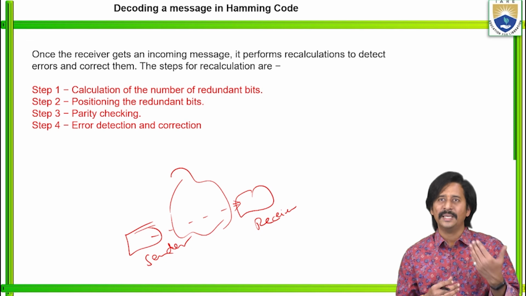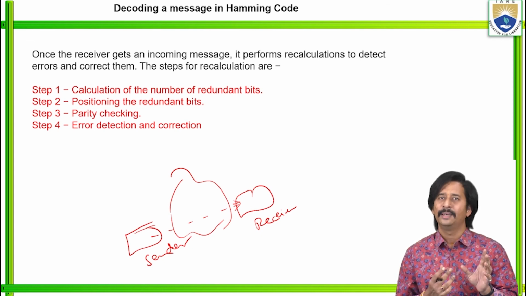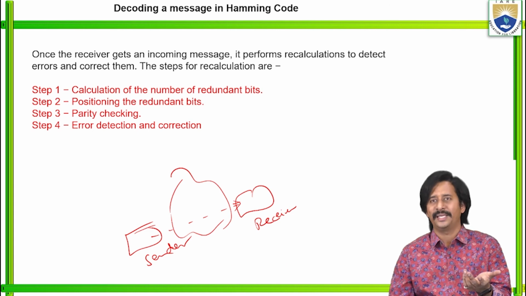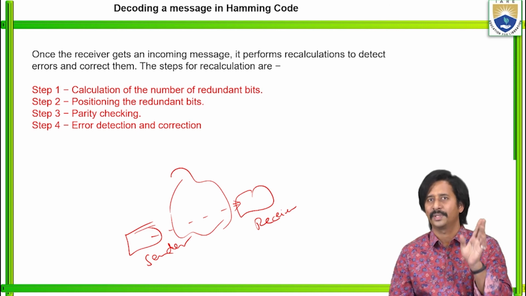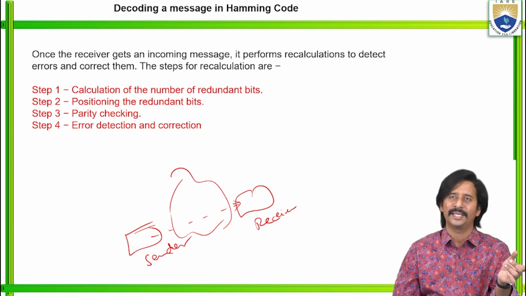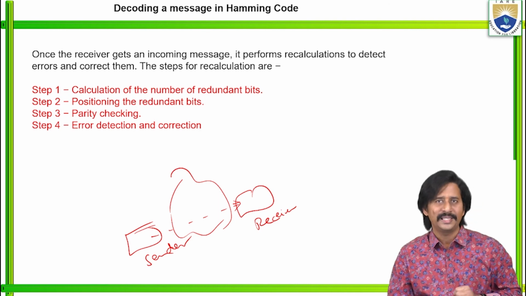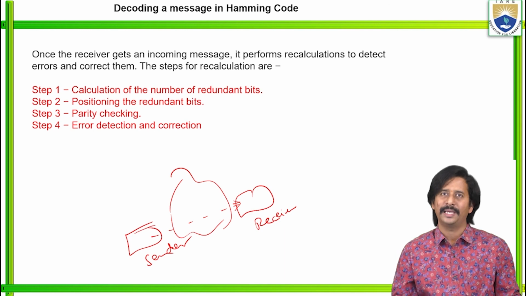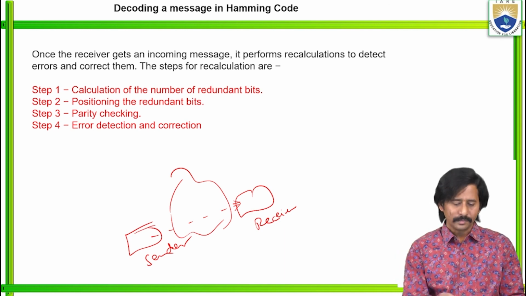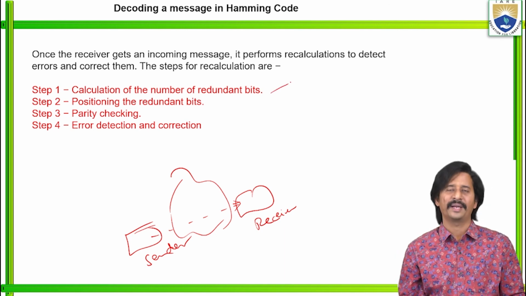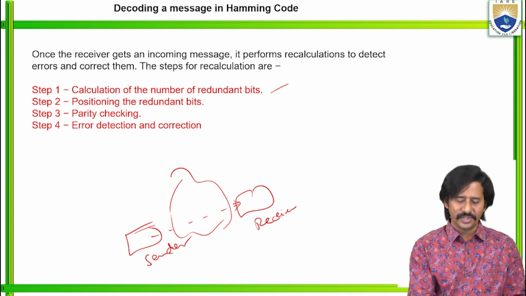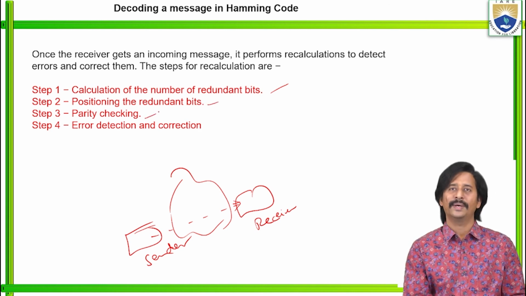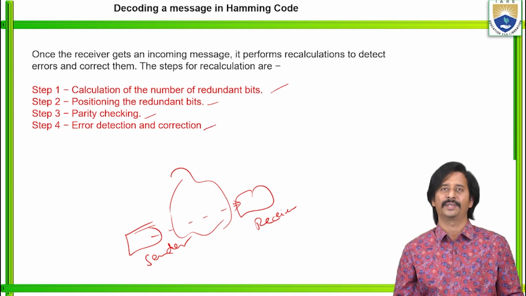Right. What are the various steps for recalculation? Here, in case of receiver side, we can call it as a decoding a message in Hamming code consisting of 4 steps. Whereas in case of encoding a message in Hamming code, which consists of the 3 steps. What are those 4 steps whenever we need to perform decoding a message in Hamming code? First one is calculation of number of redundant bits. Second one, positioning the redundant bits. Third one, parity checking. Fourth one, error detection and correction.